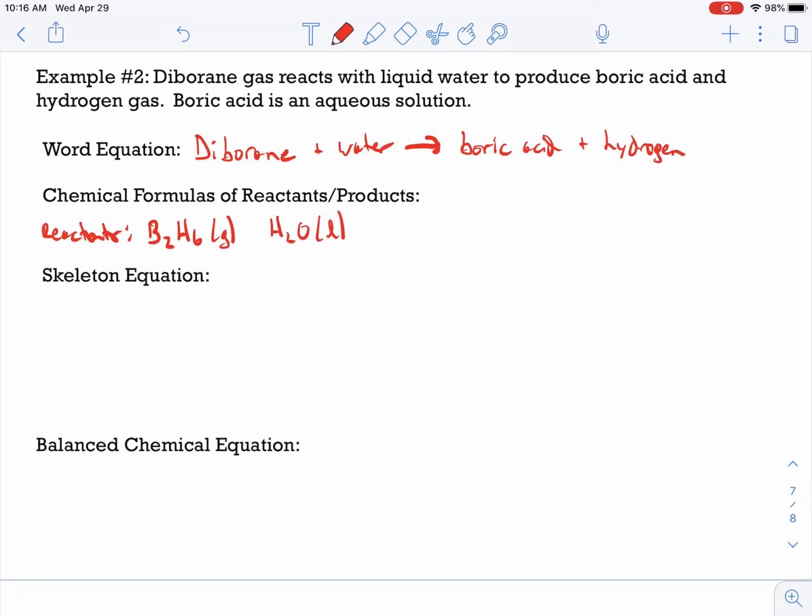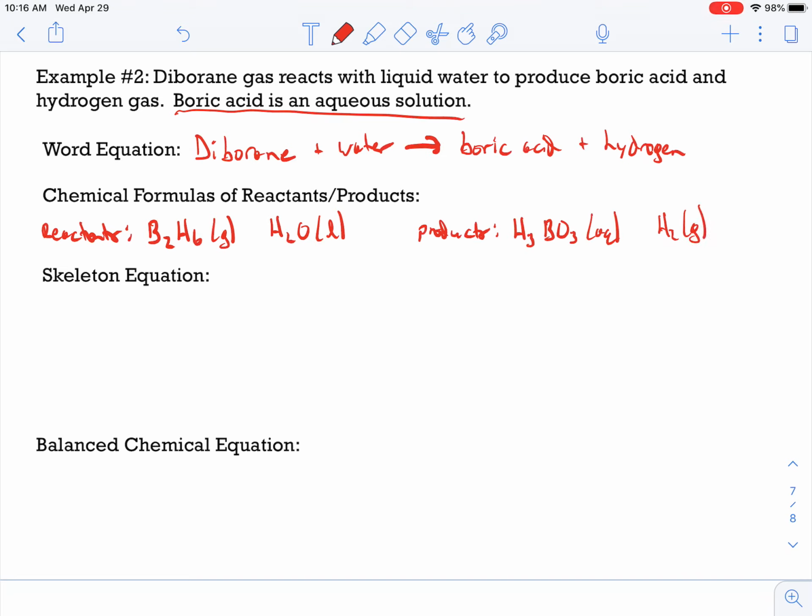So again, now we've taken care of our reactants. We're now going to look at our products. And if this was a homework question, you would have been given the fact that boric acid is H3BO3. And we know that boric acid is an aqueous solution. And the very last product we have is hydrogen. We know hydrogen gas is going to be H2. Again, it's a gas.